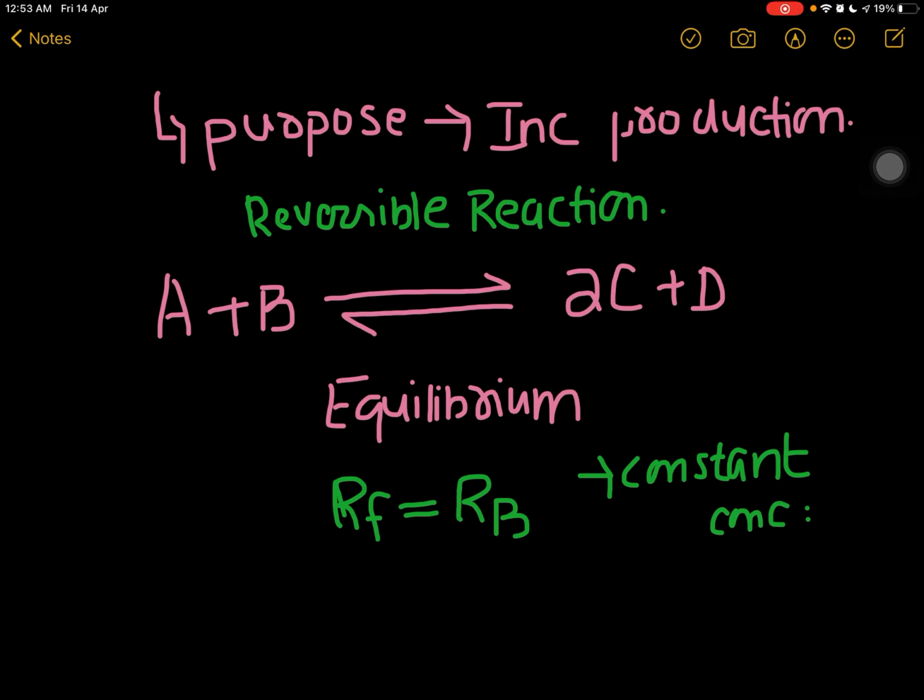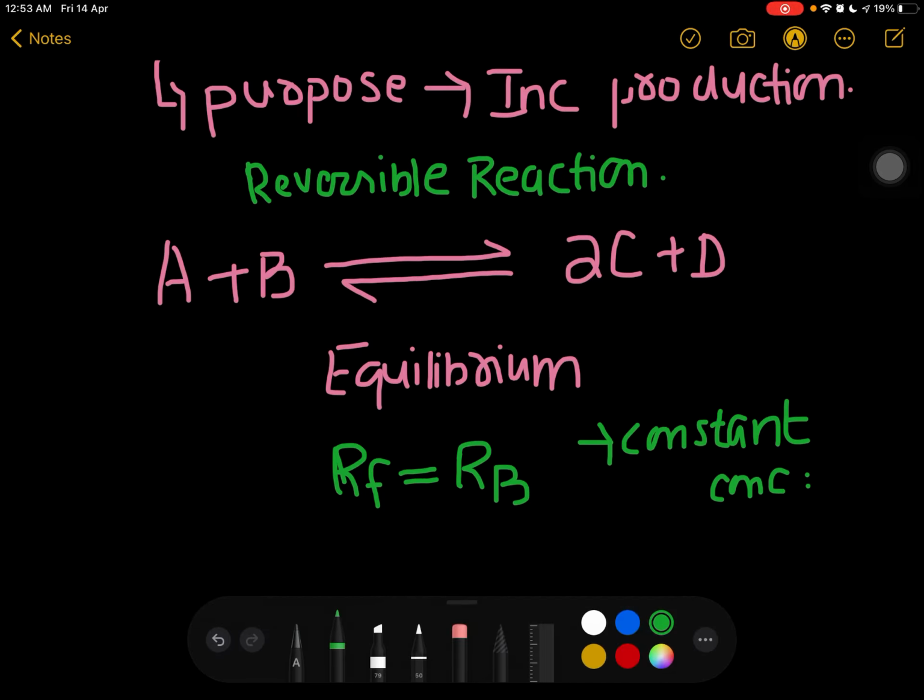Now, equilibrium is a state where all the things are stable. The reaction tends to achieve equilibrium. Like every reaction wants to achieve the equilibrium state. Basically, the reversible reaction wants to achieve the equilibrium state.